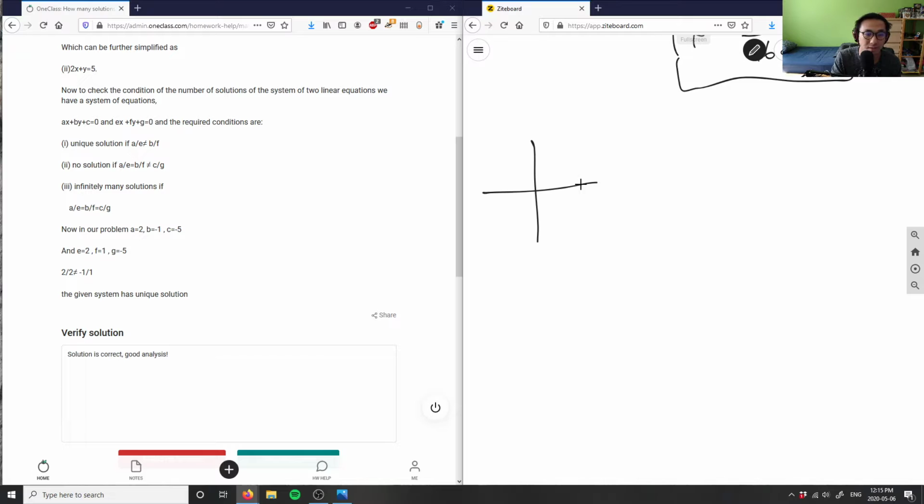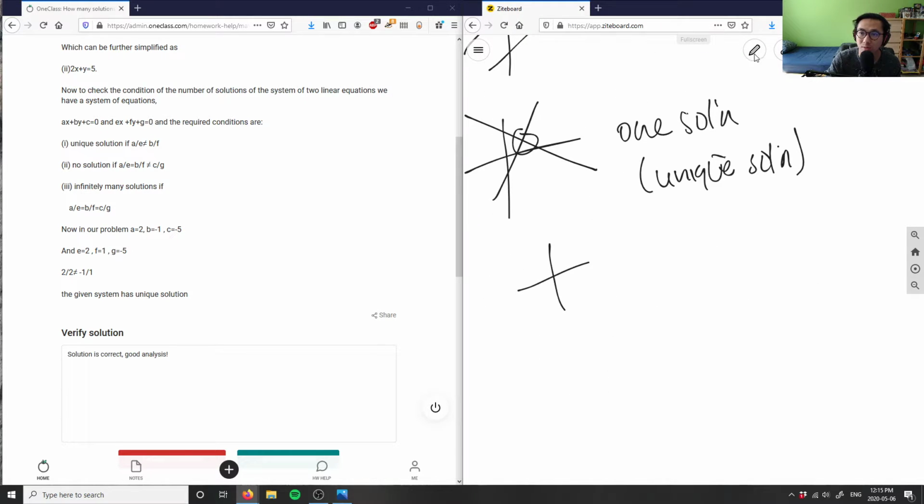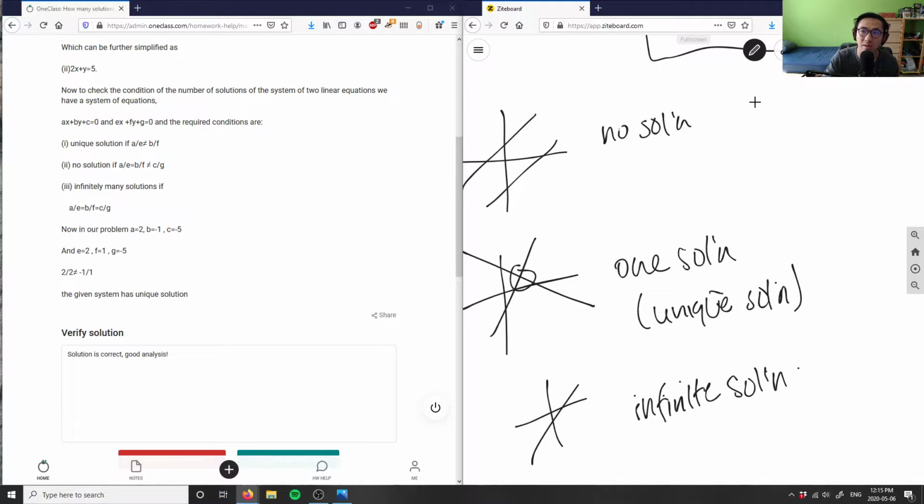if I have 2 lines here, they can be parallel lines. So again, I have no solution in this case. They can intersect at some specific point here, which means it has one solution, or you can say unique solution. And finally, it could be infinite solutions if both lines directly overlap each other, right? If both lines are the exact same line here, this will have infinite solutions because they're all the same line. In this case here, no solutions is inconsistent, and both of these are consistent.